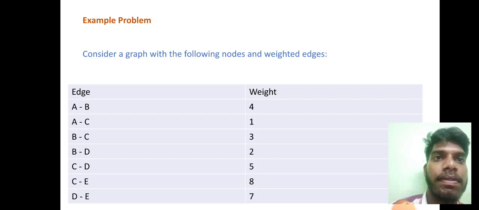Example problem: consider a graph with the following nodes and weighted edges. A to B weight 4, A to C 1, B to C 3, B to D 2, C to D 5, C to E 8, D to E 7.